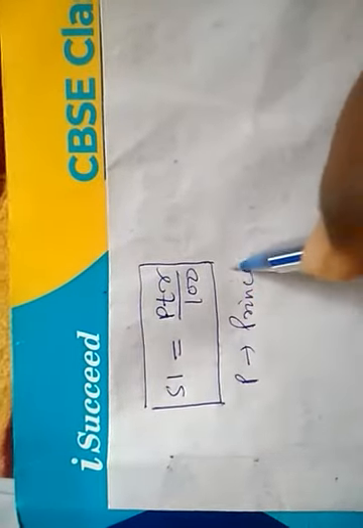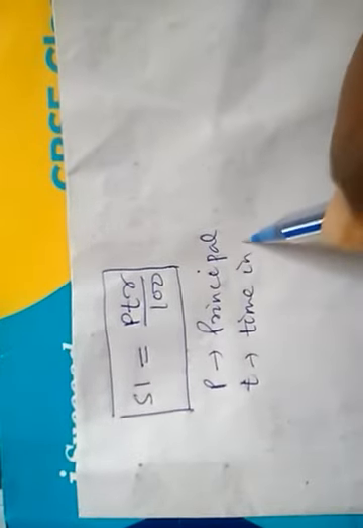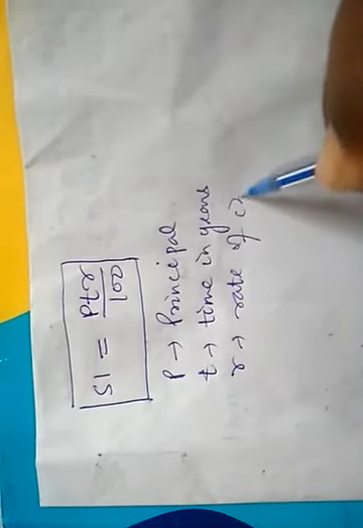Before this, we have already calculated how to obtain simple interest. The formula for simple interest, SI, means simple interest, equals P T R by 100. So that is the formula for finding simple interest. P means principal, T means time in years, and R means rate of interest.